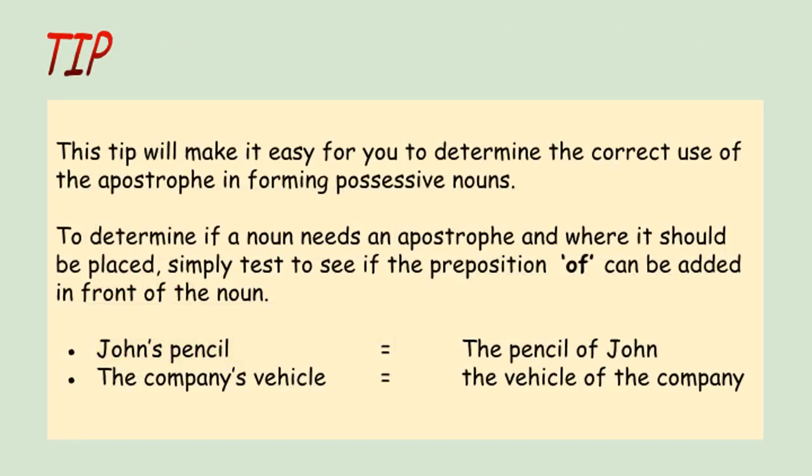Here is a tip to make it easy for you to determine the correct use of the apostrophe in forming possessive nouns. To determine if a noun needs an apostrophe and where it should be placed, simply test to see if the preposition of can be added in front of the noun. John's pencil is saying, the pencil of John. The company's vehicle is saying, the vehicle of the company.